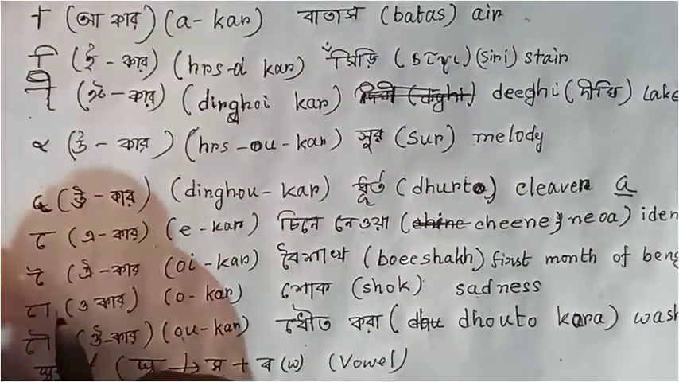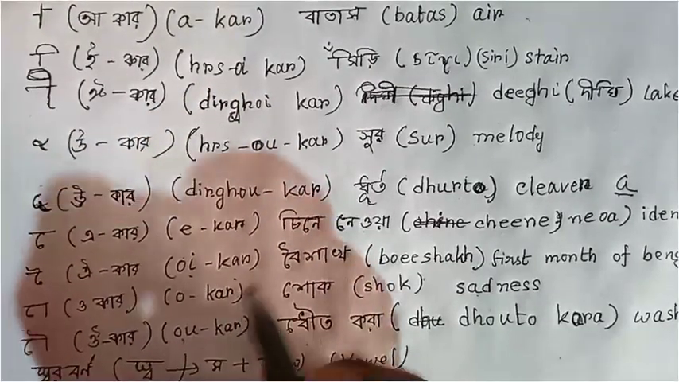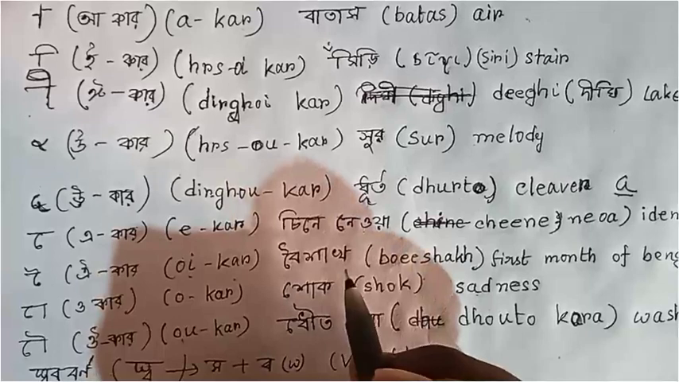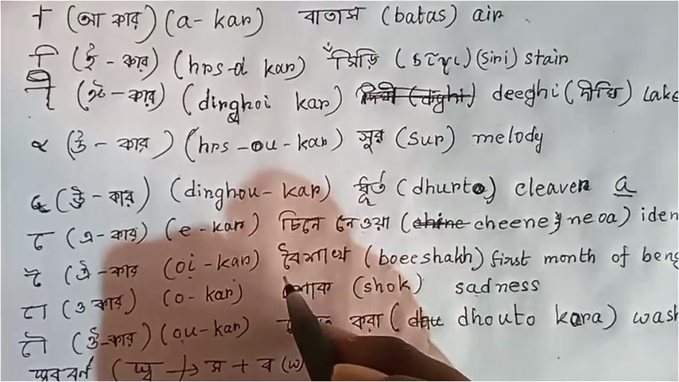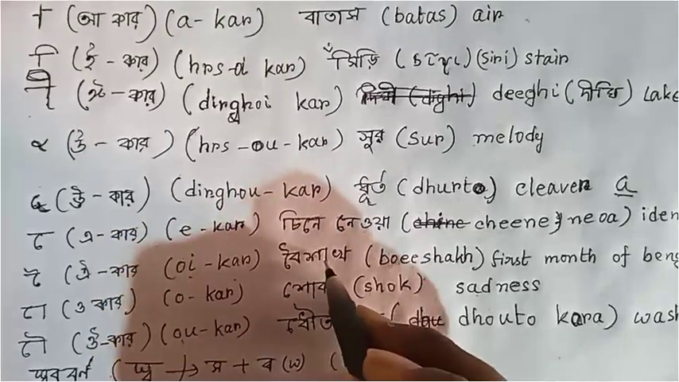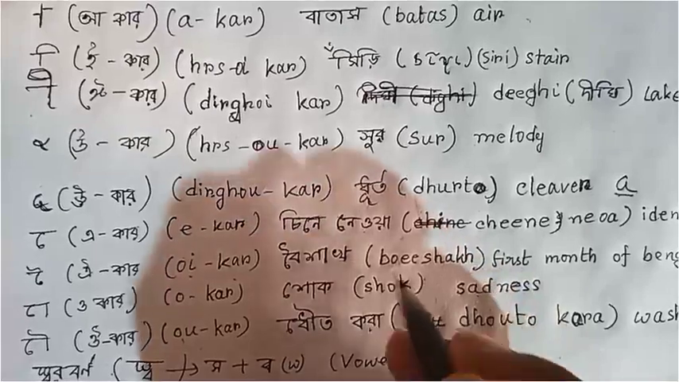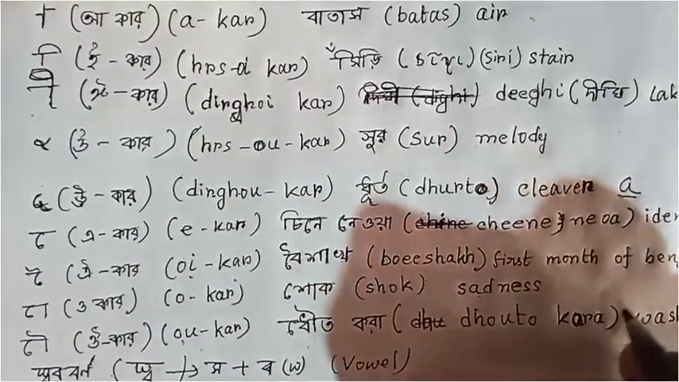Then oikar. The word is boisak. Boy oikar, talibasoy akar kha, boisak. This is the first month of the Bengali calendar.